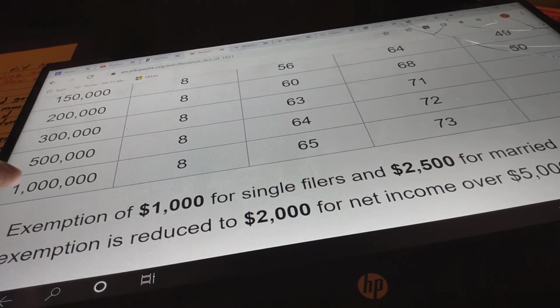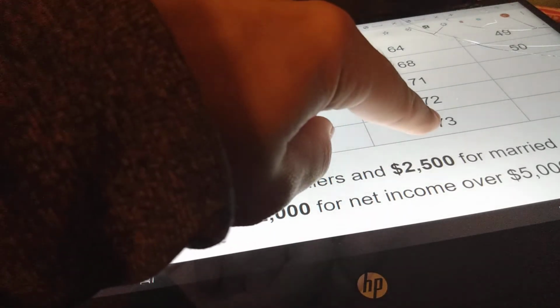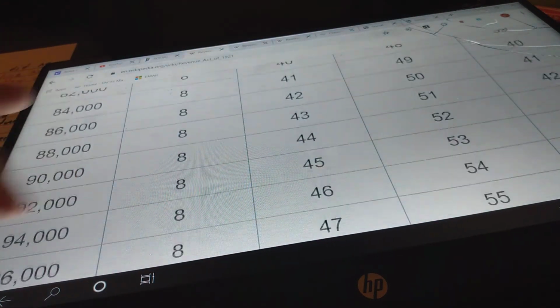The kind of people who made $1 million back in 1921, those are probably owners of really big corporations or really big businesses. This might be somebody like an Andrew Carnegie or a John D. Rockefeller. Maybe somebody like that. Somebody who earns $1 million in 1921 is probably somebody like that. And they would be taxed 73%.